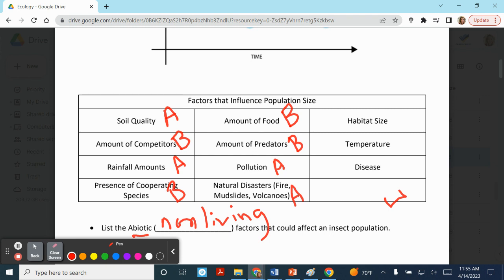Habitat size. Now, we can't necessarily kill the size of a habitat. If you think about it, a mole's habitat would be underground. You can destroy it, but it's not something that you can kill. So it's going to be considered abiotic. Same with temperature. And disease: disease is caused by microorganisms that we can kill, so disease is considered a biotic factor.